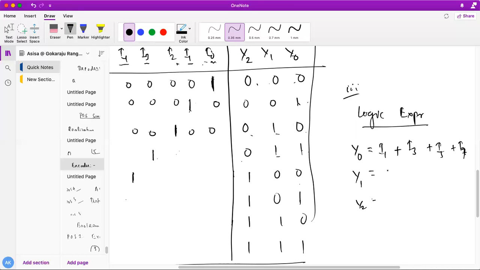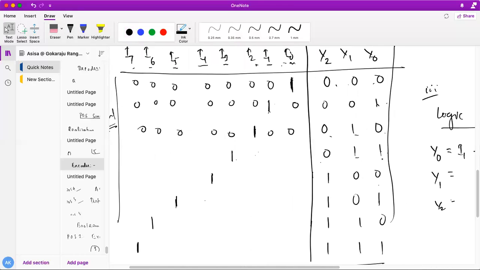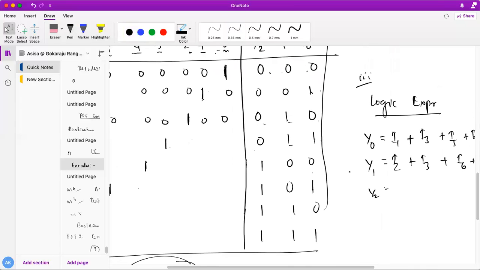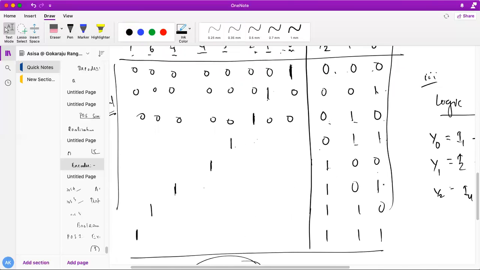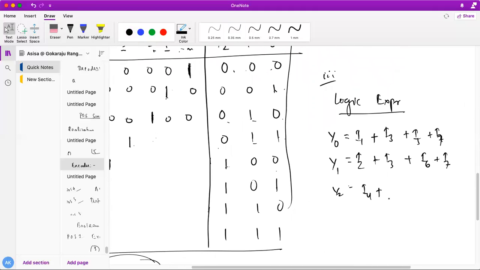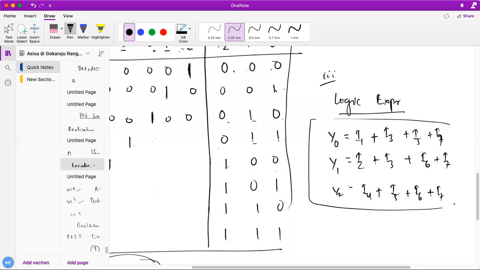Next, Y1 will be similarly, Y1 actually, this is 1. This one means mine I2. Like this way you can do I2, next I3, next I6 and I7. Next, what is Y2? Y2 means this is 1, so this is 1 means I4, next I5, I6 and I7. So these are my logical expressions.